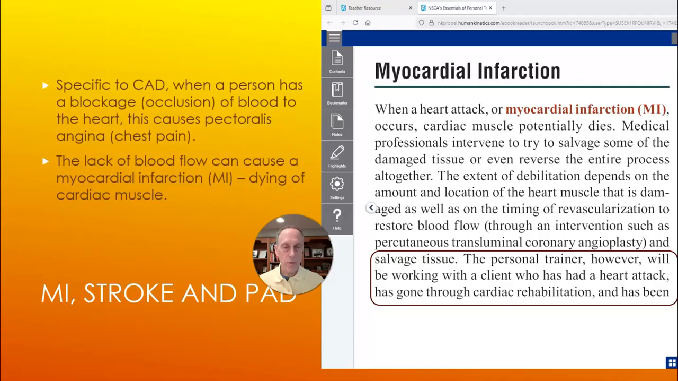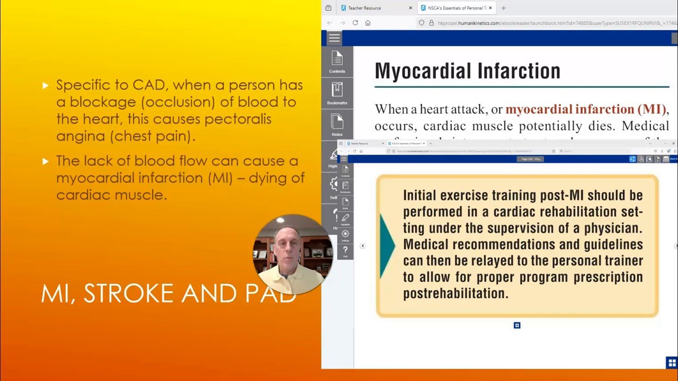And they will be very, very aware of their condition, and they'll be very, very able to articulate when they're not feeling good, when they're feeling better, and be able to note some of the adaptations that they'll have to your training with them. With initial training for somebody who's post myocardial infarction, you're looking at doing immediately that type of work in a cardiac rehab setting, and it's going to be under the supervision of a physician.